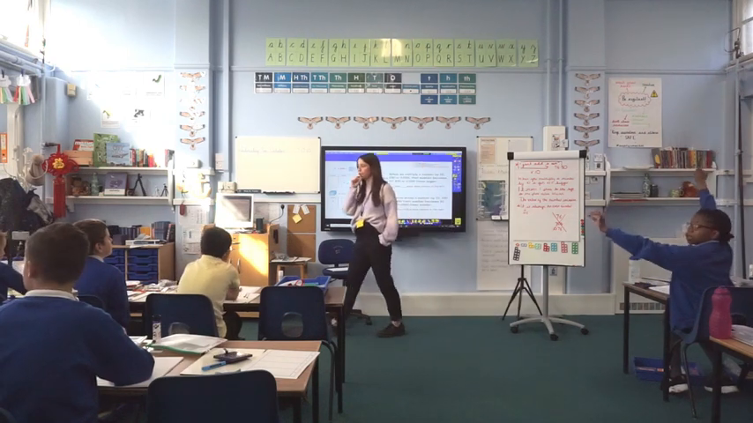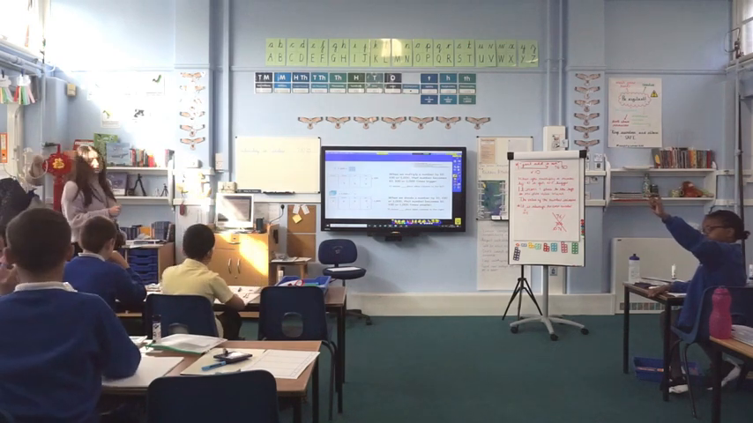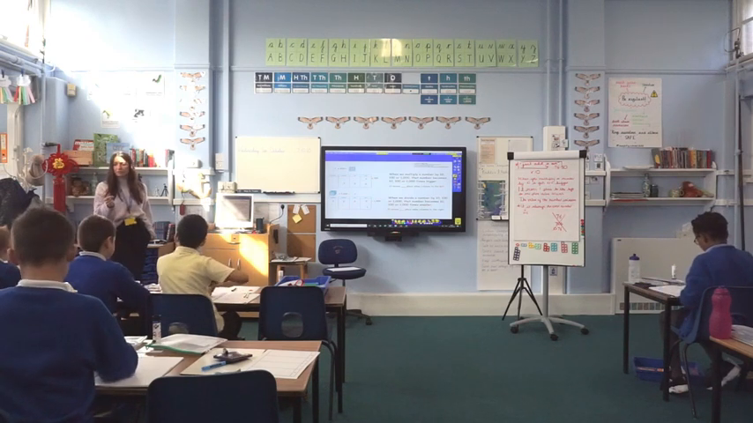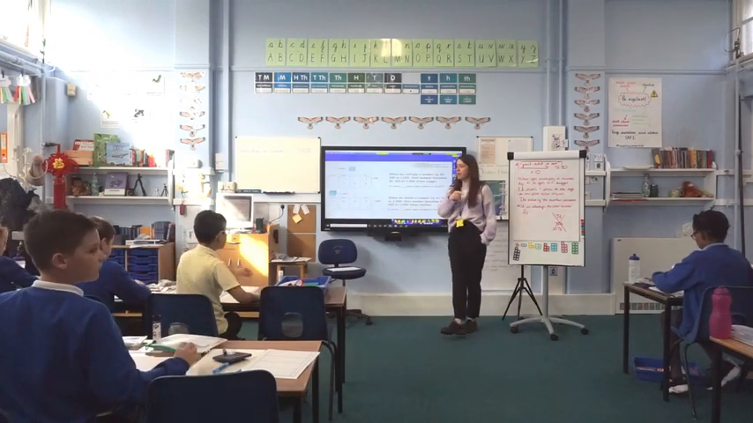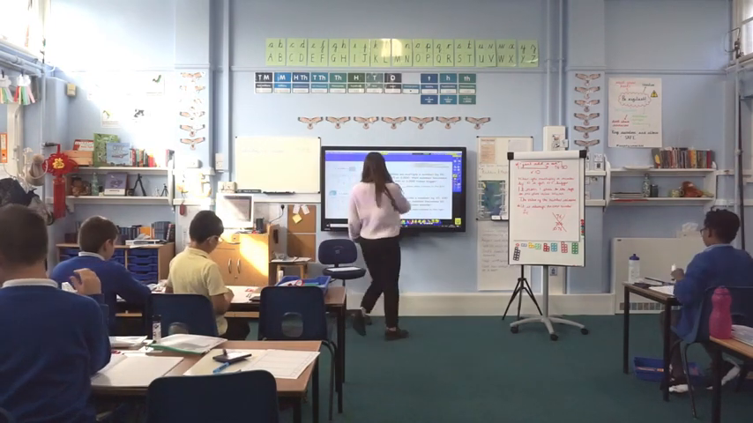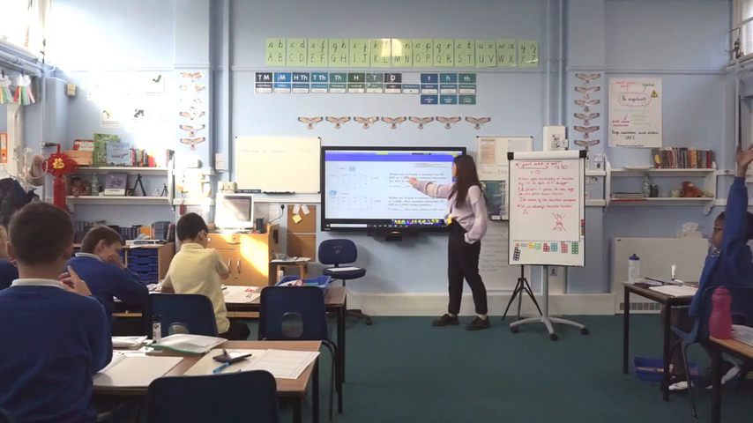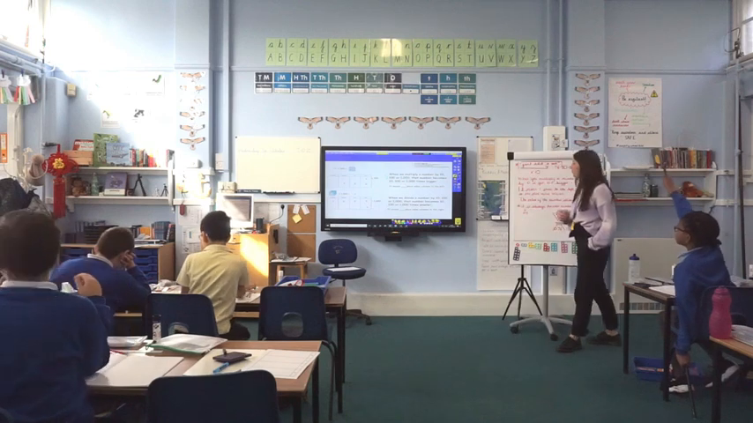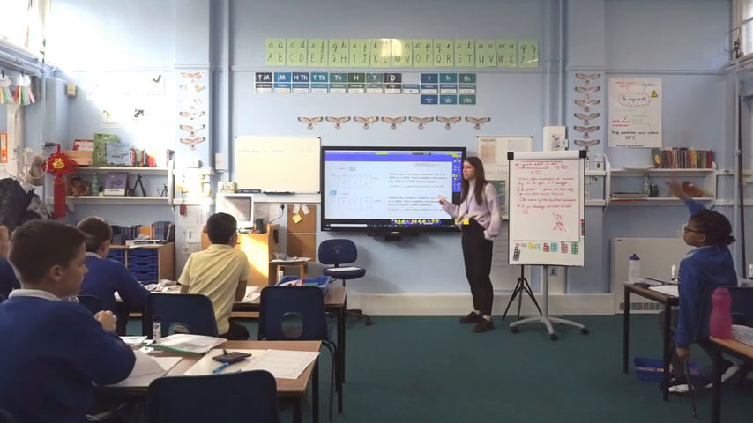Get one piece of Numicon and put it on your ones column. Multiply it by 10. How many places has it moved? One. Put it back in the ones column and multiply it by 100 this time. How many places has it moved? 2. What about if I multiply it by 1,000? How many times will it move, Talia? 3. So depending on what we multiply it by depends on how many place value columns it will move. What about dividing then? If I divide by 10, how many places does it move?